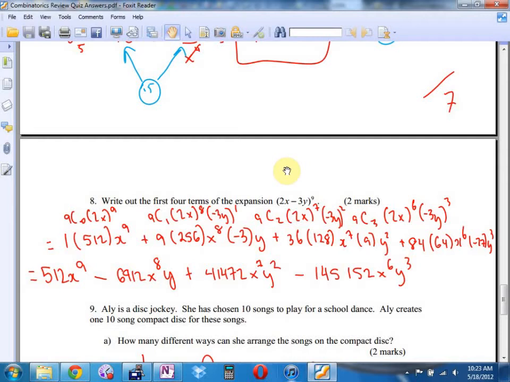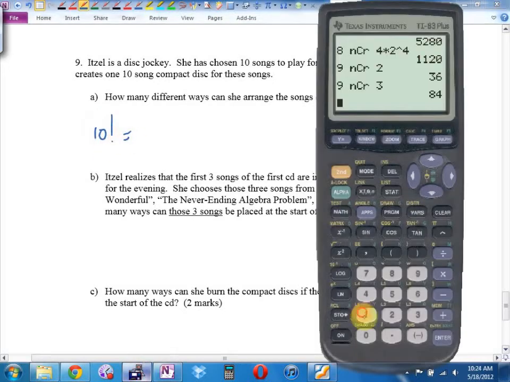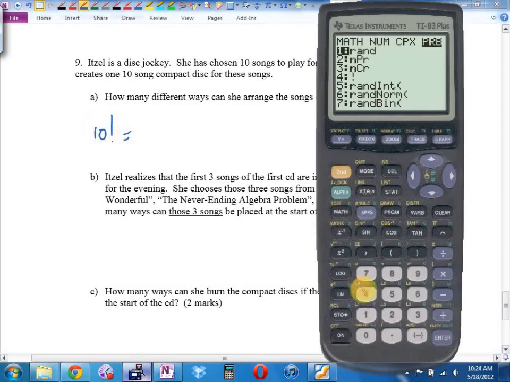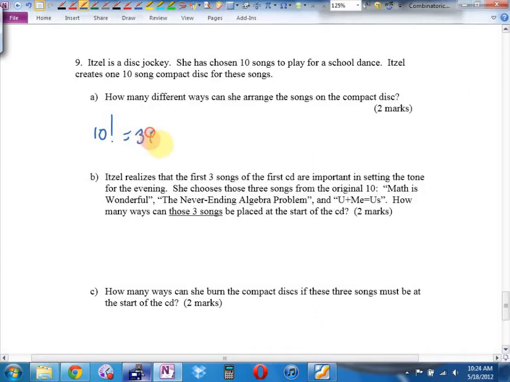Number 9, I change this name every year, so when I first typed this out, it was a student named Allie. This year it was Itzel, our disc jockey. She has chosen to play 10 songs for the school dance. Itzel creates one 10-song compact CD. How many ways can she arrange the songs? 3,628,800 ways.